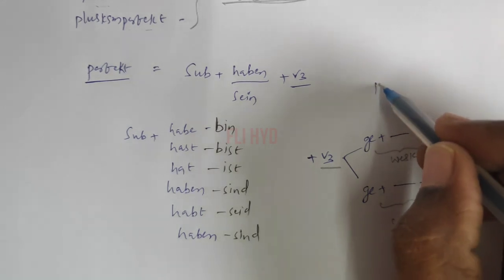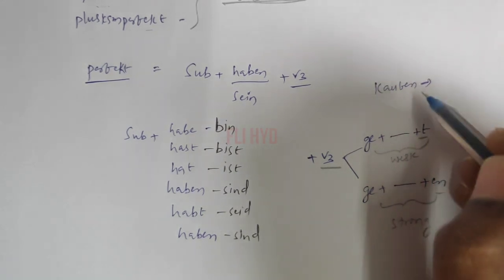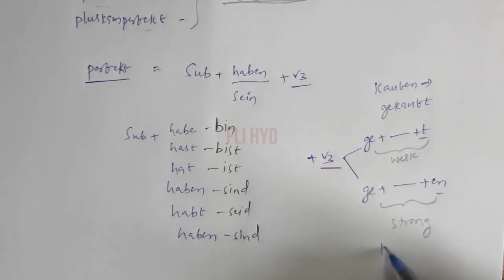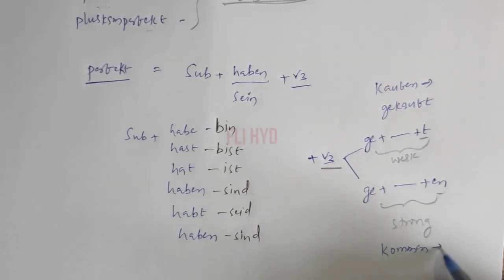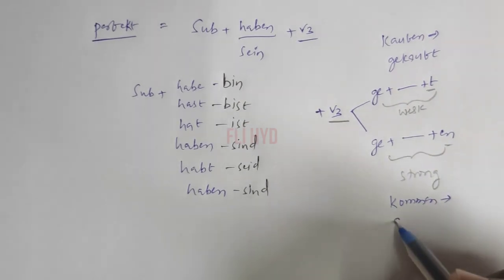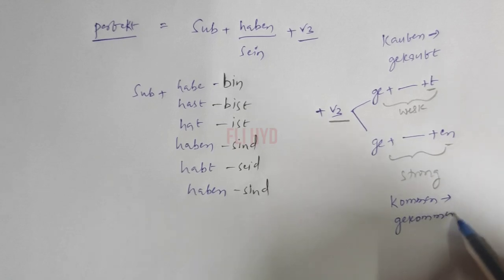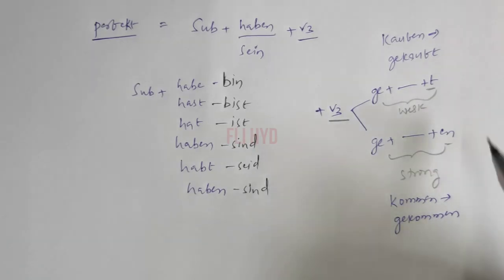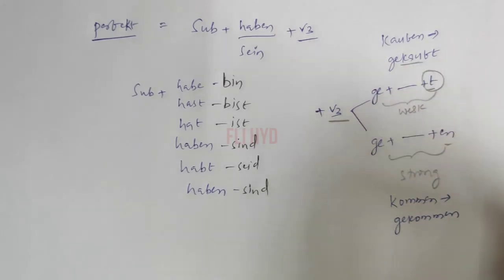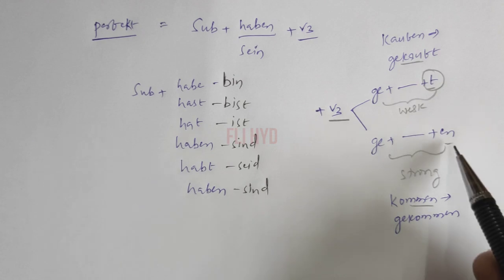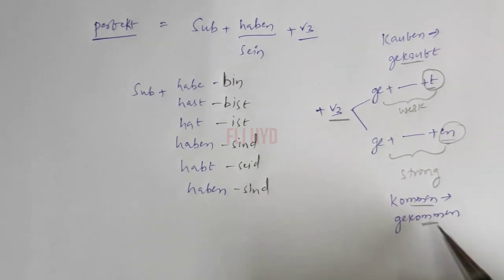For example, kaufen is a weak verb, so the V3 form is gekauft. Kommen is a strong verb and the V3 form is gekommen. We cannot make kaufen into gekaufen, because kaufen is a weak verb, so the participle ends with t only: gekauft. And kommen, we cannot make gekommt. It's a strong verb, so the participle ends with en only: gekommen.